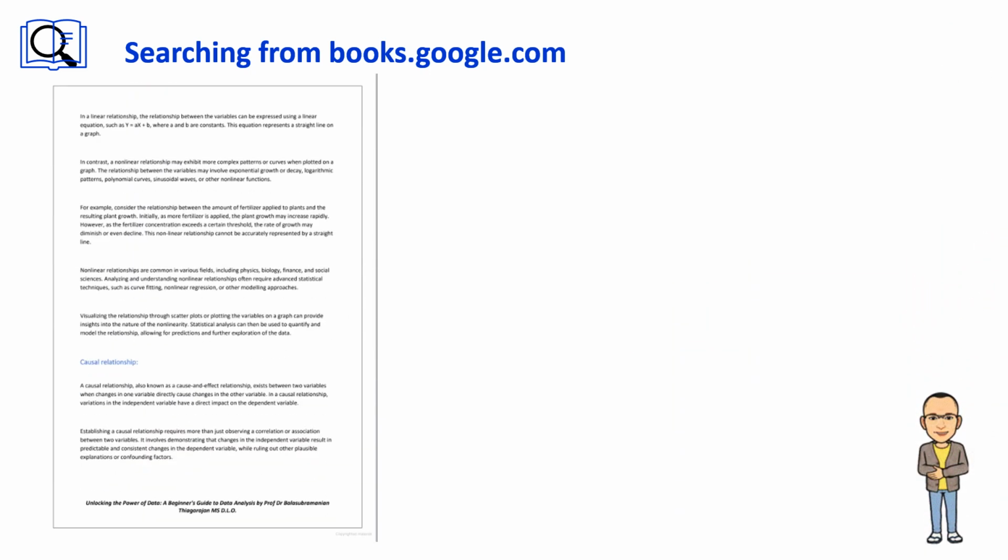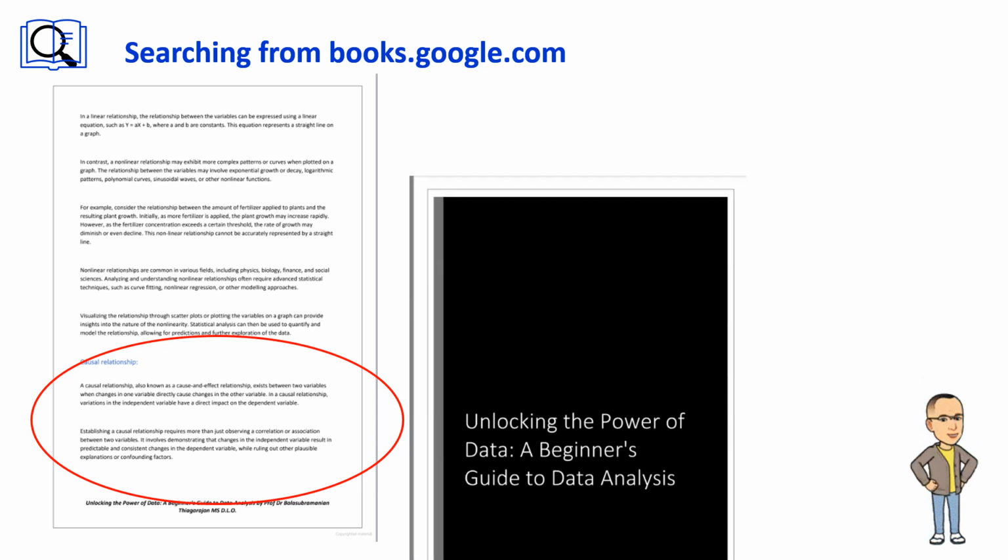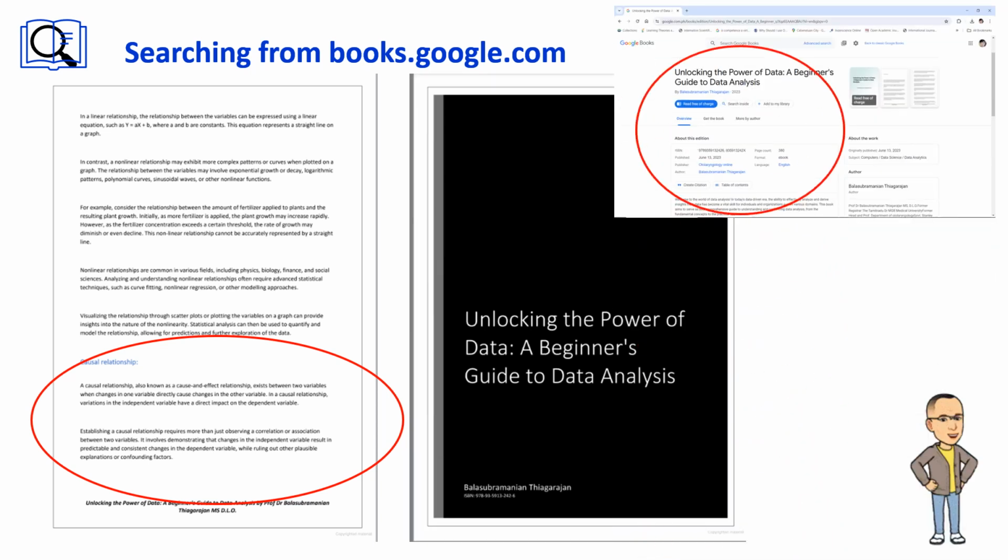Sixth, capture information. If the book provides useful information, take a screenshot of the page. Also, take screenshots of the cover and copyright pages. Paste these screenshots into a Word document. Seventh, documentation for submission. Keep these screenshots as attachments to the Word document. This documentation may be requested by your research advisor for submission.